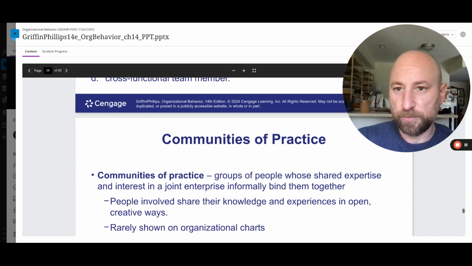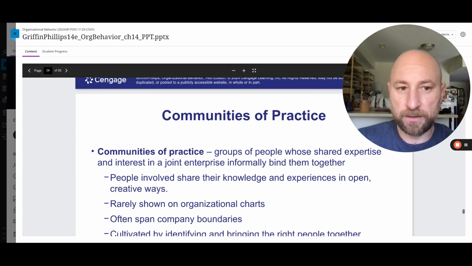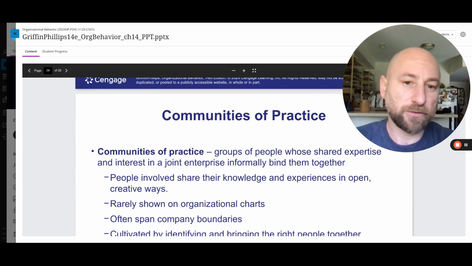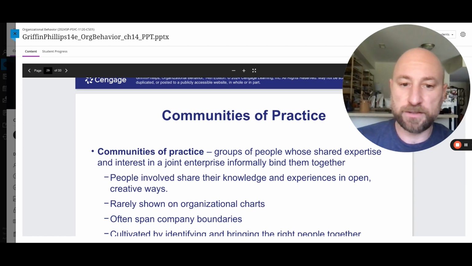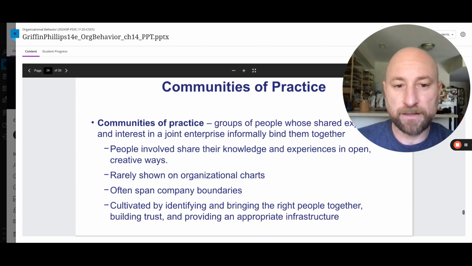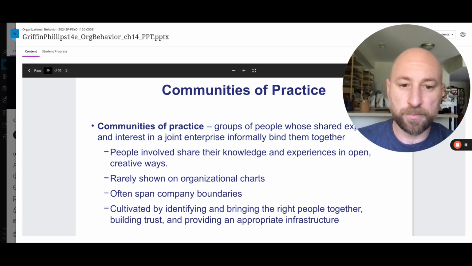Communities of practice. Okay, we are rounding into the finish here. Communities of practice refer to groups of people whose shared expertise and interest in a joint enterprise informally bind them together. People involved share their knowledge and experiences in open and creative ways, rarely shown on org charts, often spanning company boundaries, cultivated by identifying and bringing the right people together, building trust, and providing an appropriate infrastructure.